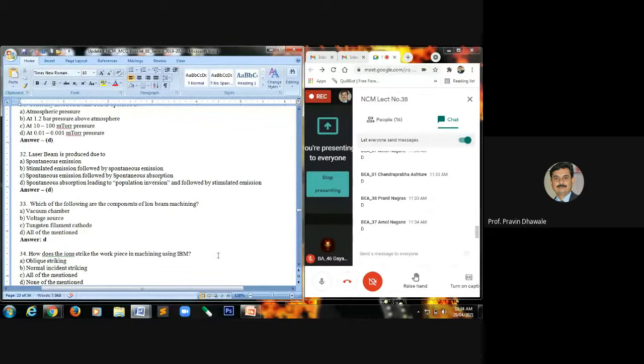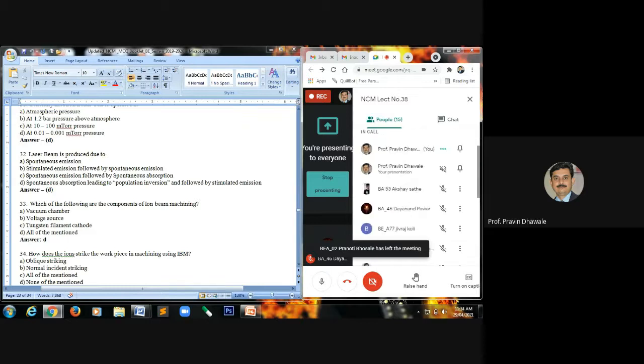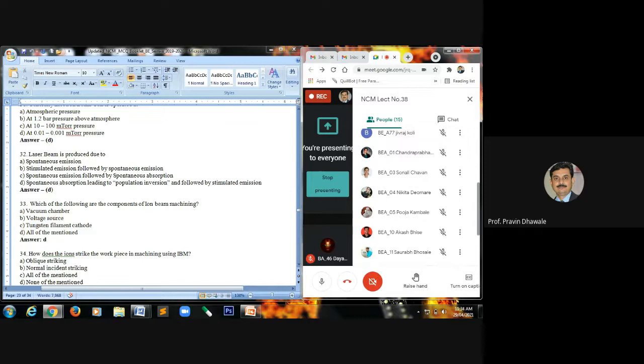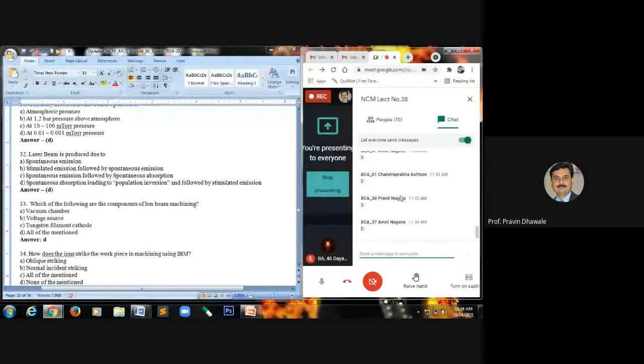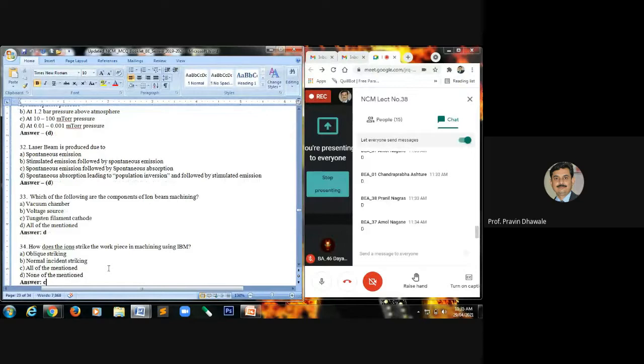How does ion strike the workpiece in ion beam machining? These are some of the MCQs based on ion beam. Oblique striking, normal incident striking, all of the mentioned, none of the mentioned. Mahesh, Gaurav, write your option. Correct option will be C: oblique striking as well as normal incident striking. In this way, the ion will be striking the workpiece.